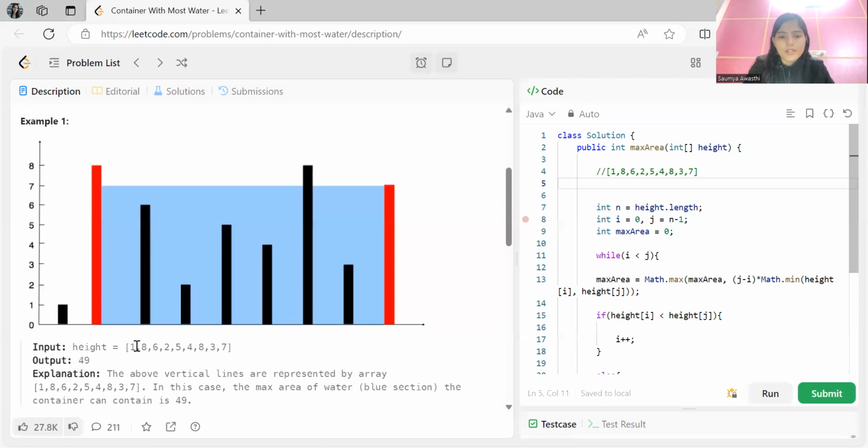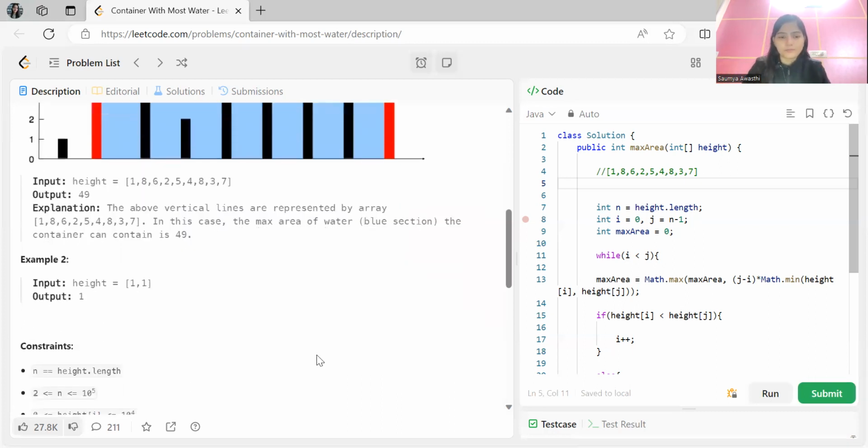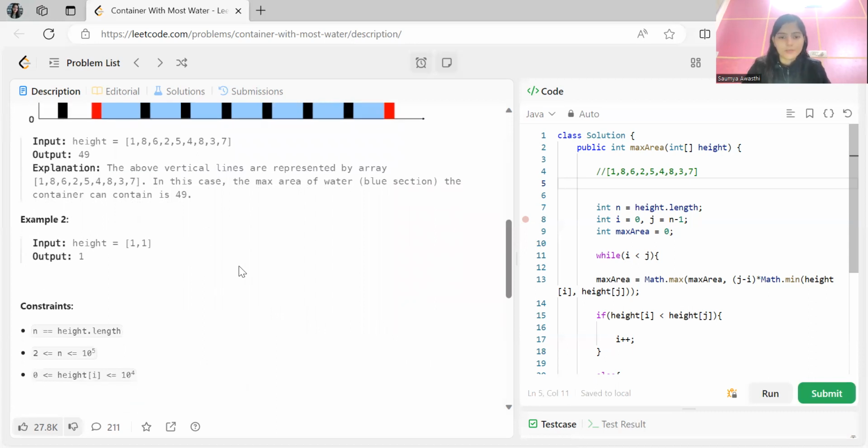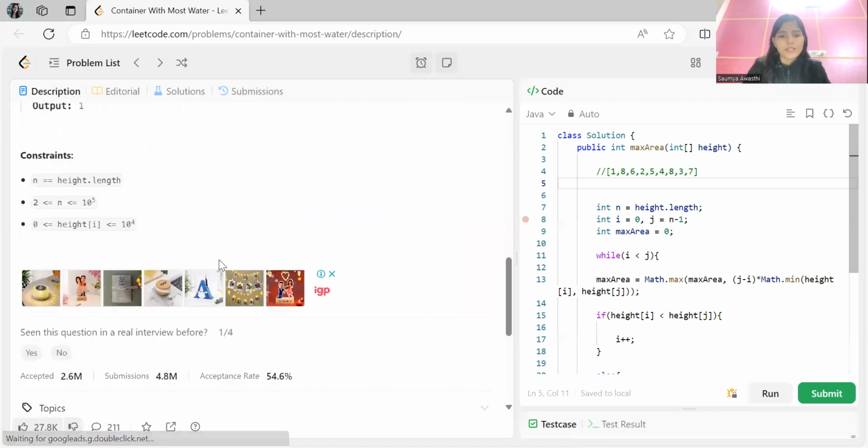If you see here, 8 is on index 1. So 0, 1, 2, 3, 4, 5, 6, 7, 8. So 8 is on index 1 and 7 is on index 8. So 8 minus 1 is 7. So we have got the width. Width is 7. Height we have already determined. It depends on the line which has the minimum height out of the two. So 7 times 7 is 49. So that would be our answer. And here we will obviously get 1 as the answer. Here is the constraint given, right?